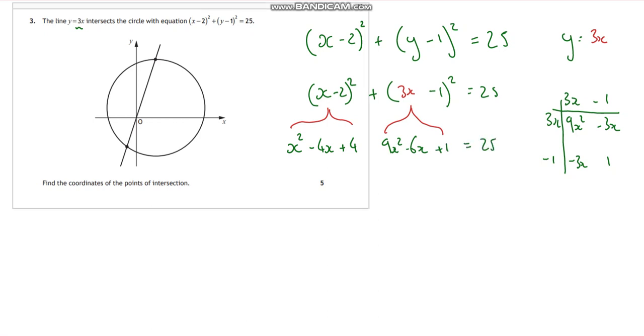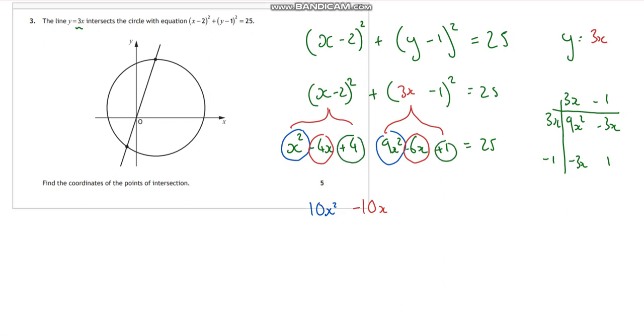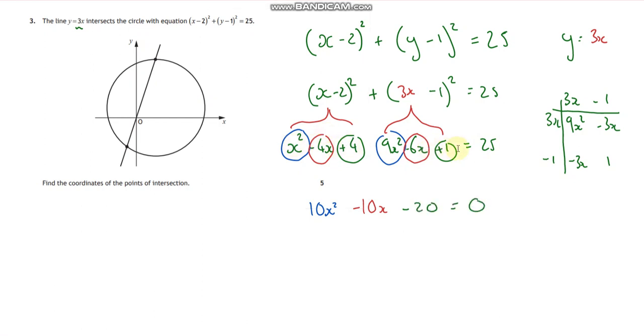So the next thing I'll do is group my like terms. So I've got an x squared, so I'll do the blue pen, and I've got 9x squared, so that gives me 10x squared. Fantastic. I've got negative 4x and negative 6x, so that's negative 10x. And then we use green, I've got 4 and a 1. So I've got 5. I'll do this in one step actually. So I've got 5 on this side. I need to take away 25. So that'll be negative 20 equals 0. So 4 and 1's 5.